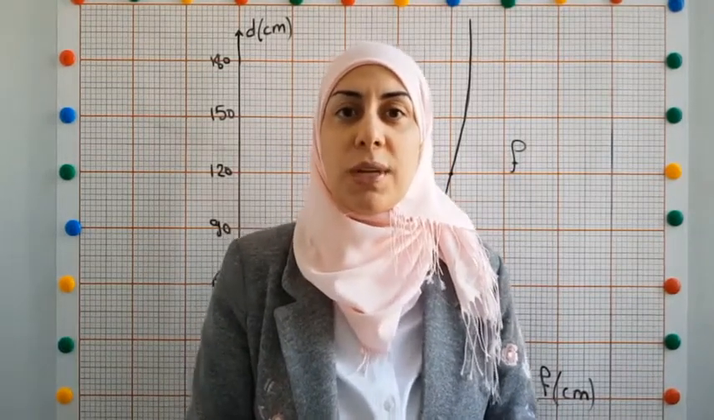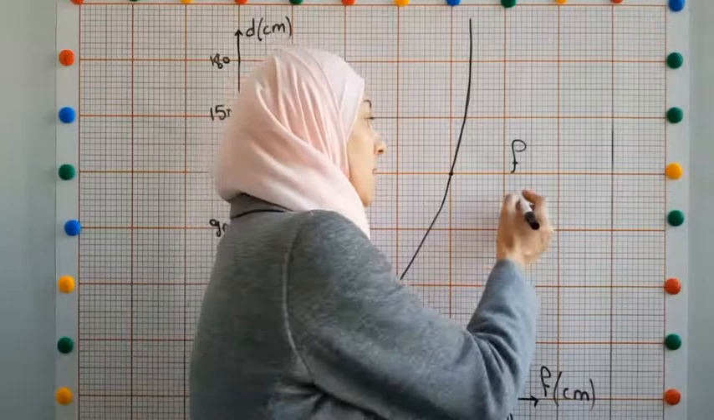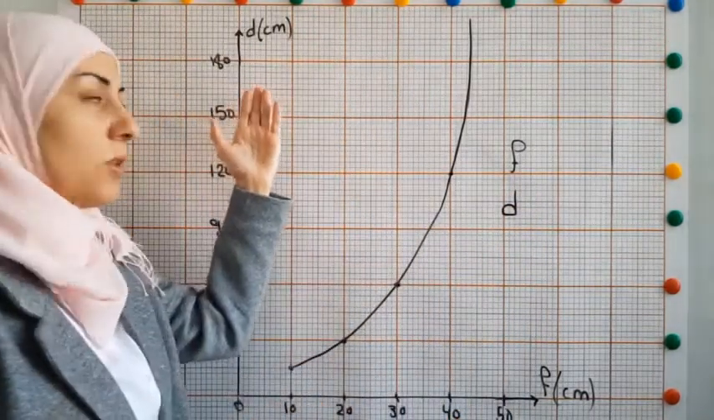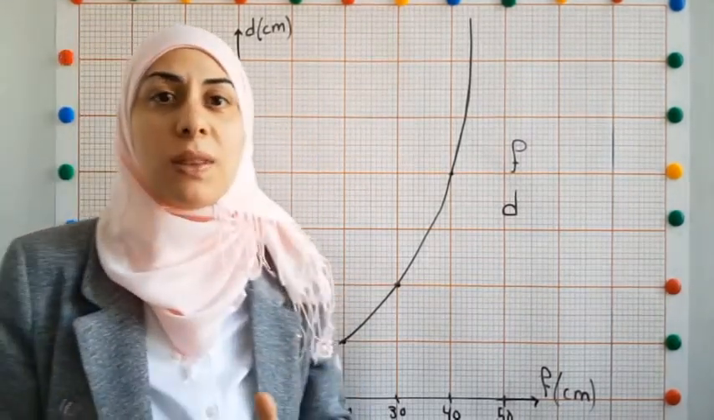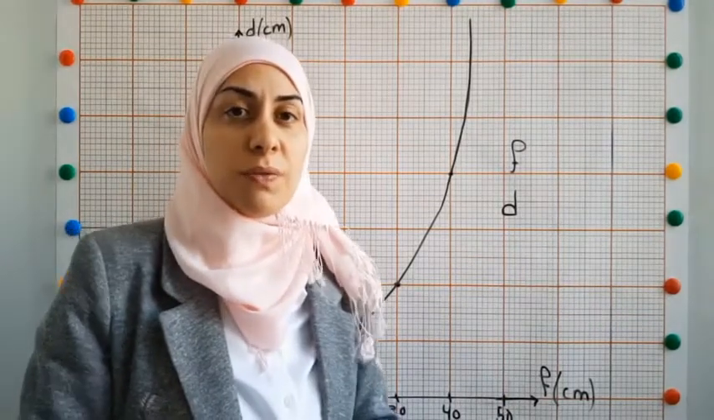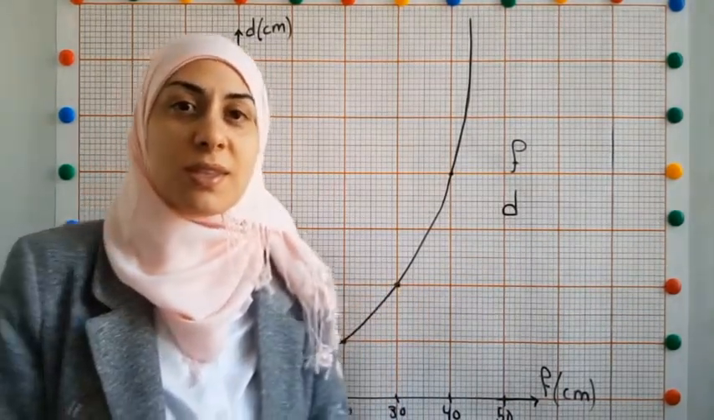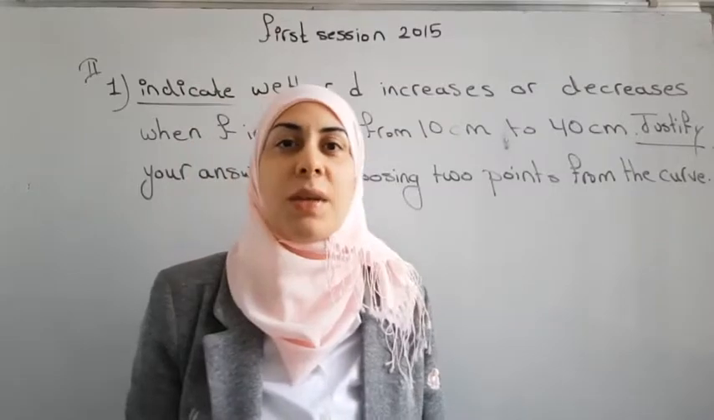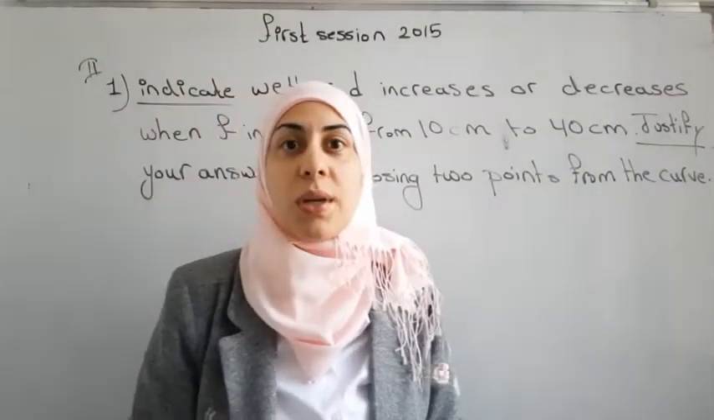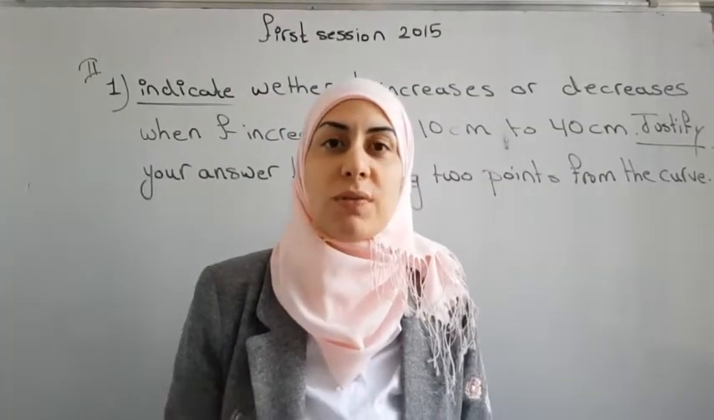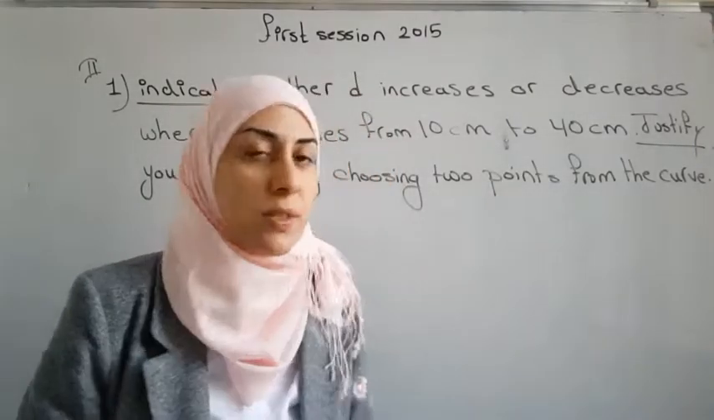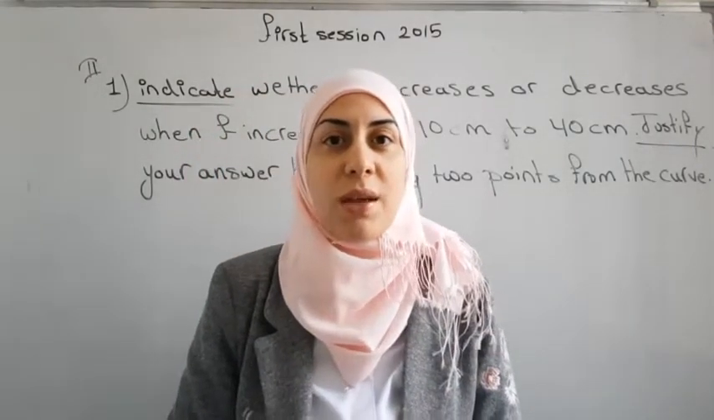For different converging lenses, we will measure the distance D, and then we will draw a graph that represents the variation of the distance D, again between the lens and the image, as a function of the focal length of the converging lens, and we obtain this curve here. And the first question of part 2: we have to indicate whether D increases or decreases when the focal length increases from 10 centimeters to 40 centimeters. Then we have to justify the answer by choosing 2 points from the curve.